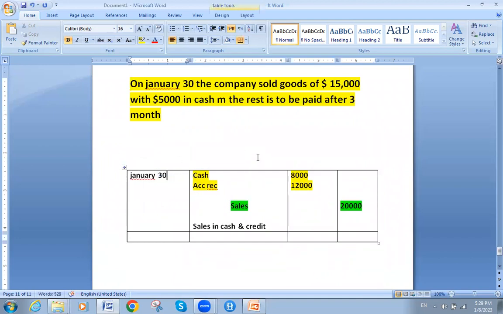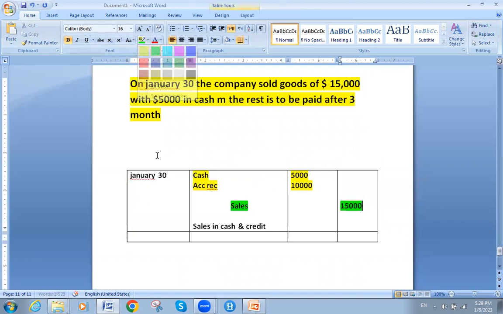And from cash and account receivable, look at this now. The cash is 5,000, so the cash will be 5,000 here. And the account receivable is the rest, which is 10,000. All of them together are 15,000, sales are 15,000. That is how it works.